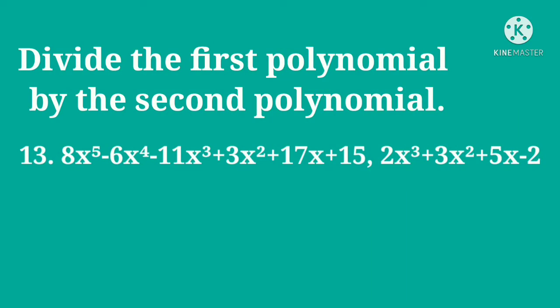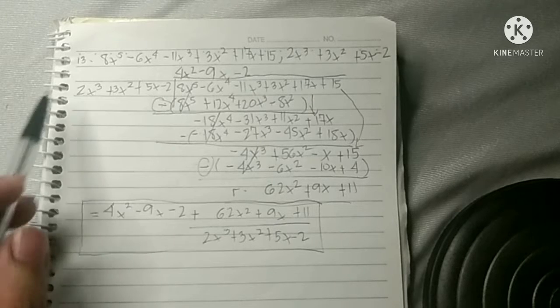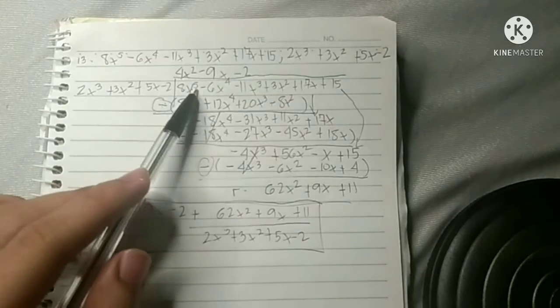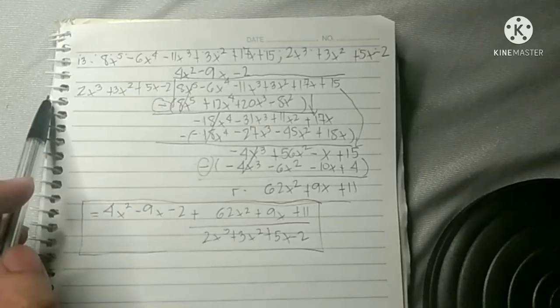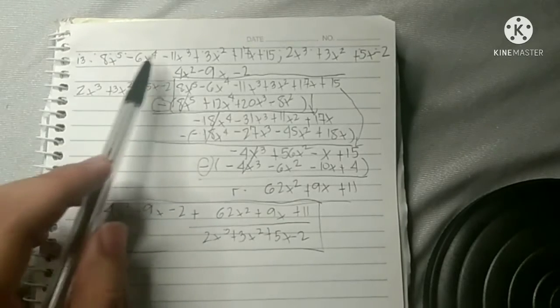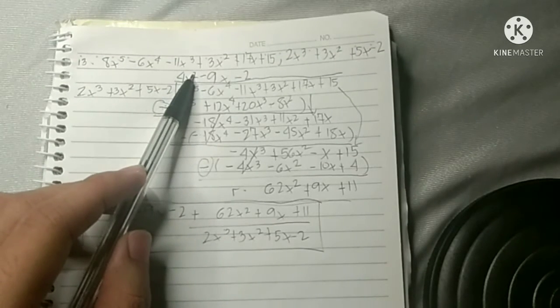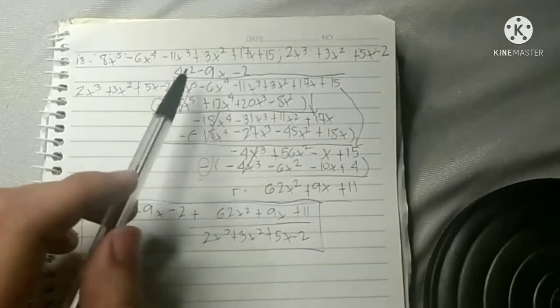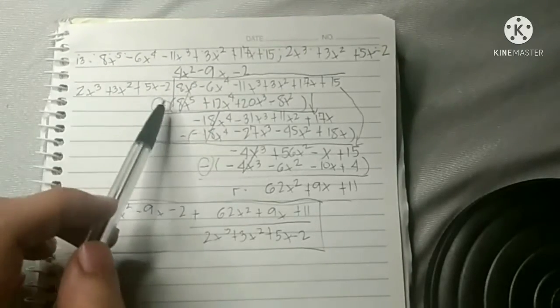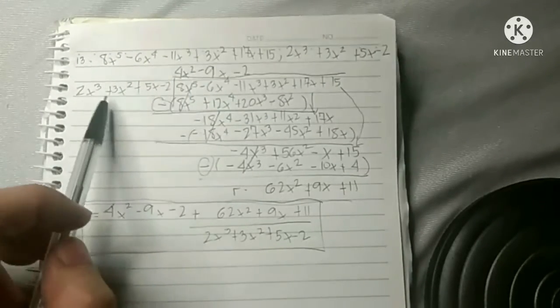For number 13, we are going to divide the first polynomial by the second polynomial again. So 8x raised to 5 minus 6x raised to 4 minus 11x cubed plus 3x squared plus 17x plus 15, and 2x cubed plus 3x squared plus 5x minus 2. So to solve, we do the same process again as 11 and 12. So we divide 8x raised to 5 and 2x cubed and we get 4x squared. Then we multiply 4x squared to 2x cubed, 3x squared, 5x, and negative 2.